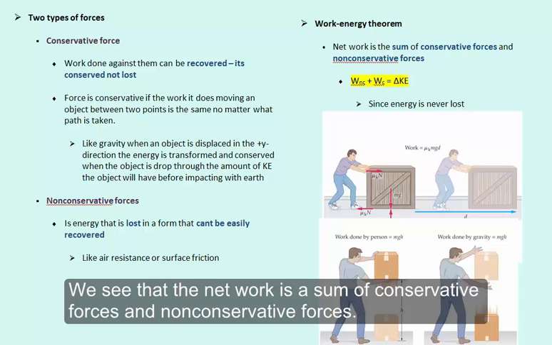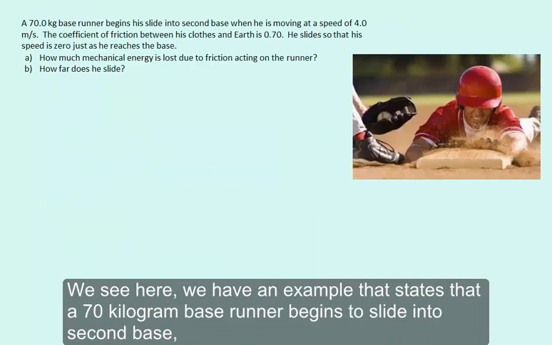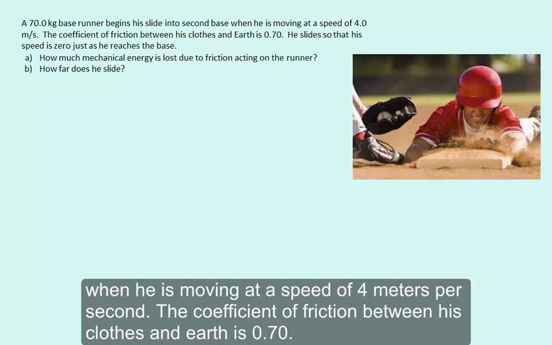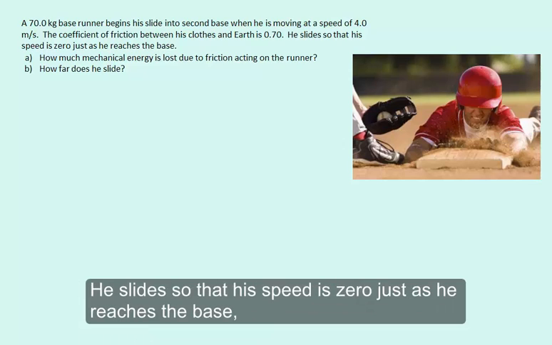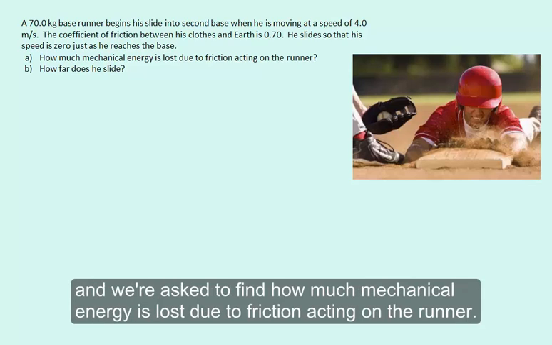We have an example that states that a 70 kilogram base runner begins to slide into second base when he is moving at a speed of 4 meters per second. The coefficient of friction between his clothes and earth is 0.70. He slides so that his speed is 0 just as he reaches the base. And we're asked to find how much mechanical energy is lost due to friction acting on the runner.